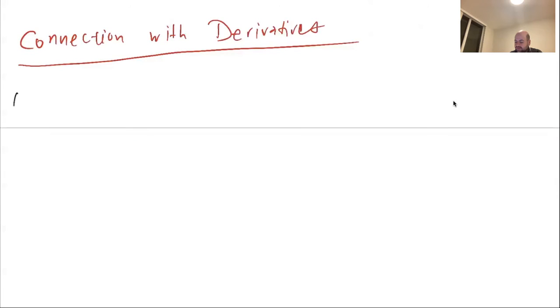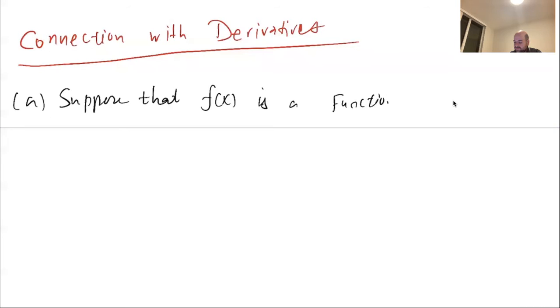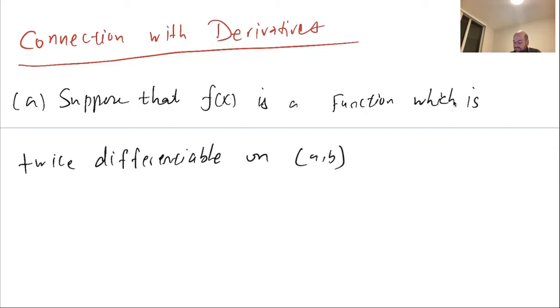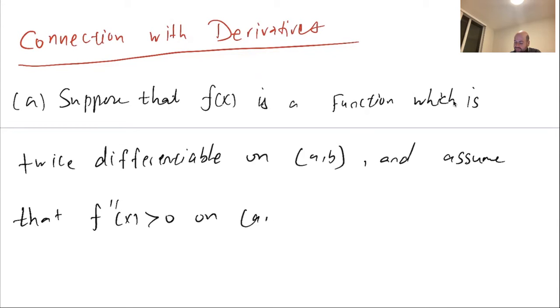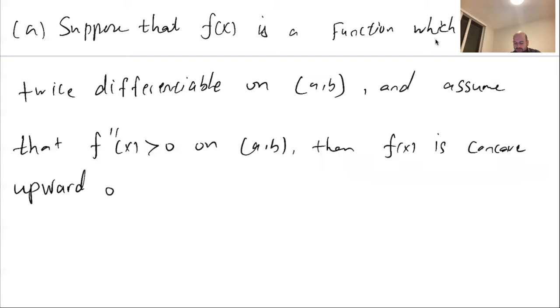So again, part A, suppose that f of x is a function which is twice differentiable on some interval a and b, and assume that f double prime of x is bigger than 0 on a and b, then f of x is concave upward on a and b.